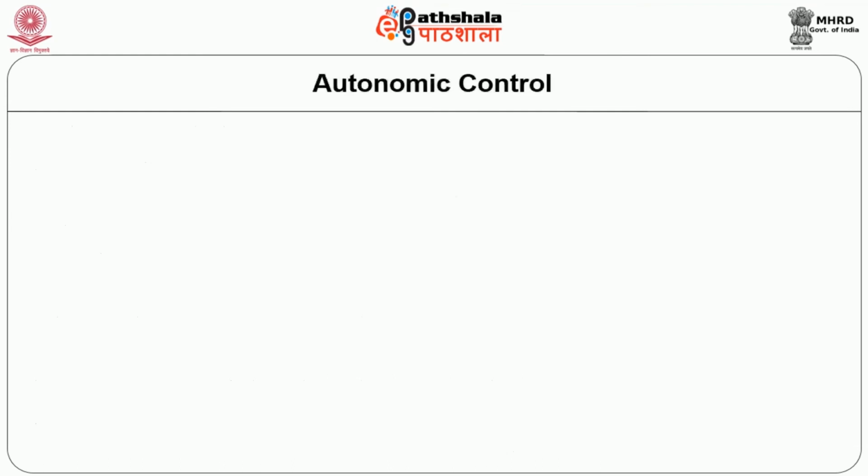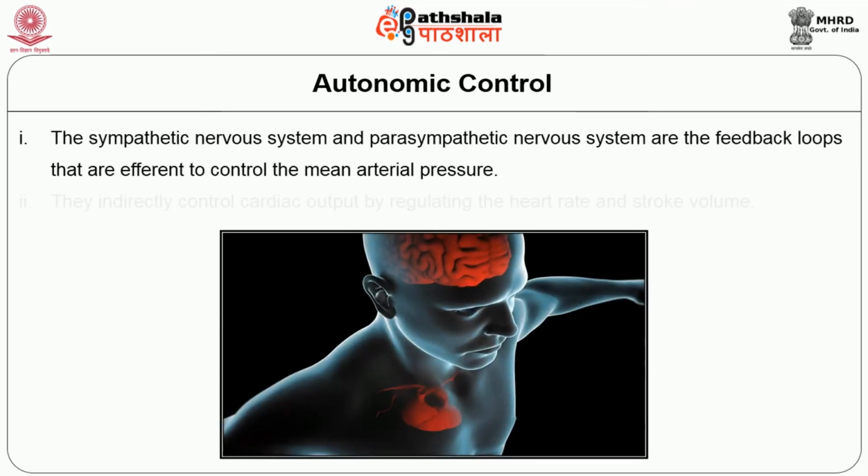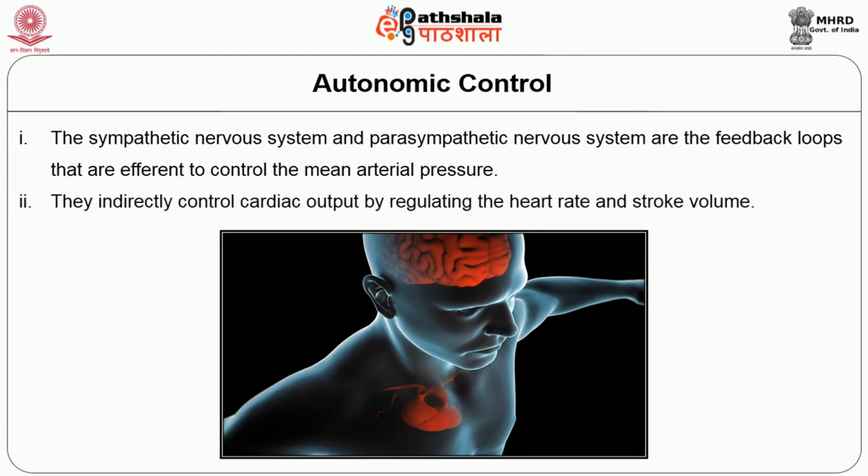Now we will see the next factor regulating the cardiac output, namely autonomic control. The sympathetic nervous system and parasympathetic nervous system are the efferent feedback loops that control the mean arterial pressure. They indirectly control cardiac output by regulating the heart rate and stroke volume.